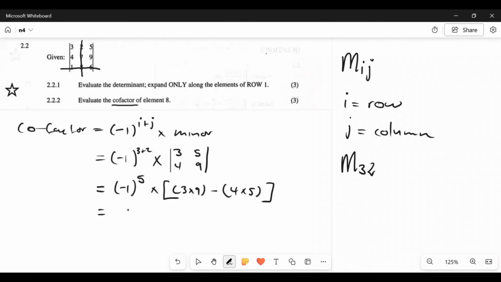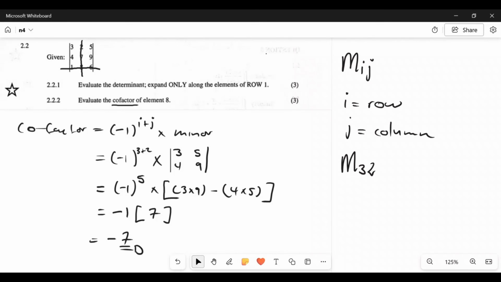So negative 1 to the power of 5 is going to give us negative 1 multiplied by, inside here, we have 3 multiplied by 9 minus 4 multiplied by 5. That is going to give us 7 there. So if we continue here, we have negative 1 multiplied by 7. This here is going to give us negative 7. So the cofactor of the element 8 is actually negative 7.